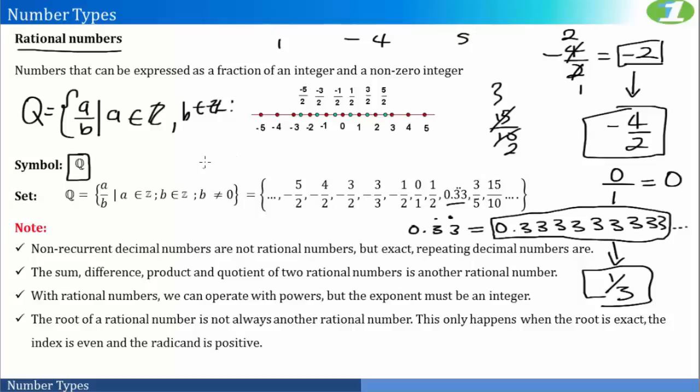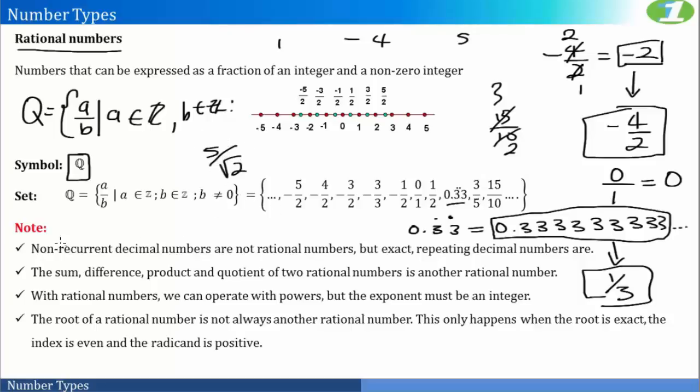Now, is a number, let's say 5 divided by root 2, rational? Well, it is not. The reason is simply that root 2 is not an integer. Remember, you have to divide by an integer, and your numerator must also be an integer. And so if you're dividing by root 2, which is not an integer, then you'll get what we call an irrational number. And we will see exactly what those are.